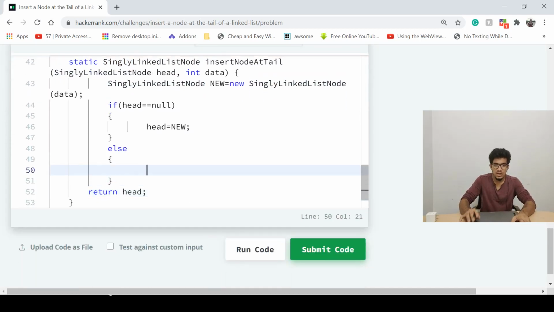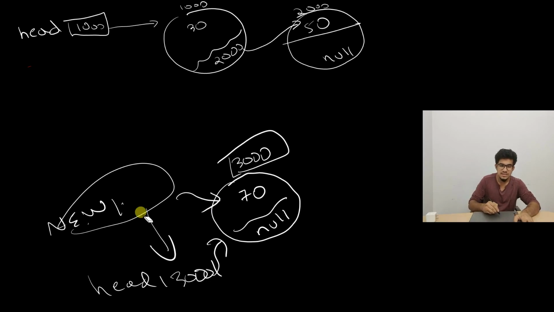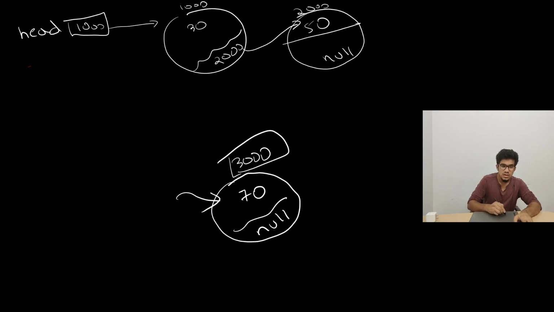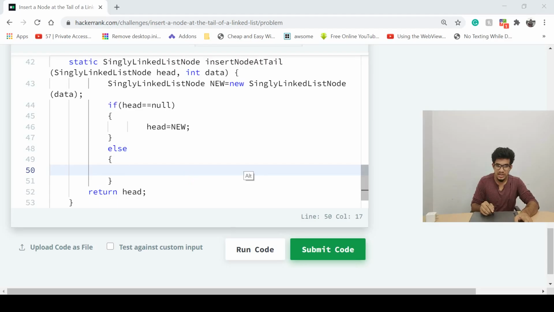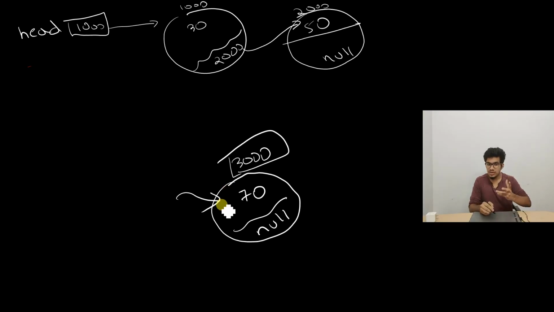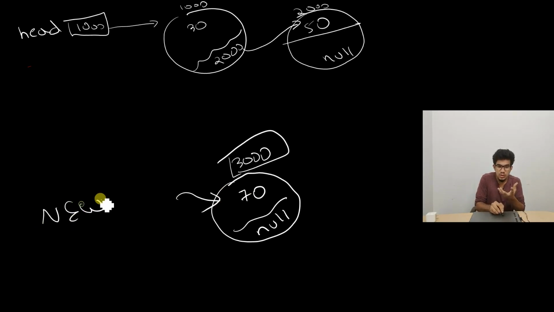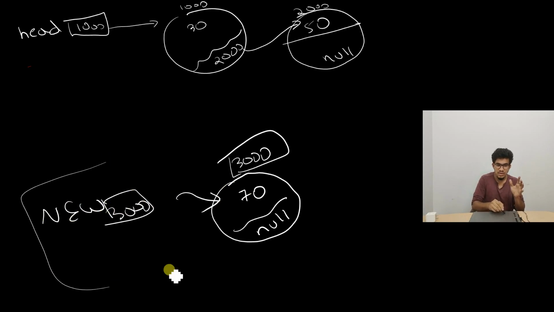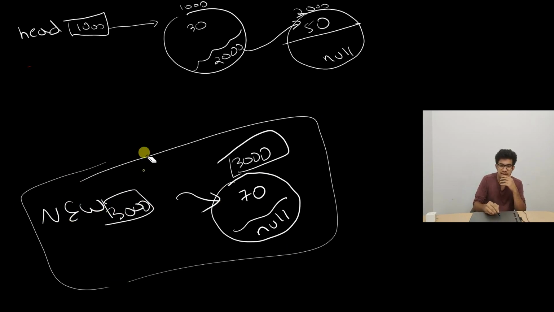So here, it means that head is not null, which means I have to add this node at the end of the linked list. Let's imagine like this. Head is pointing to 1000 and 1000 is pointing to 2000. They have told me to add at the end and they have called the method. What did the method do? The method created this node and new is pointing to this 3000. This is what my method has created.